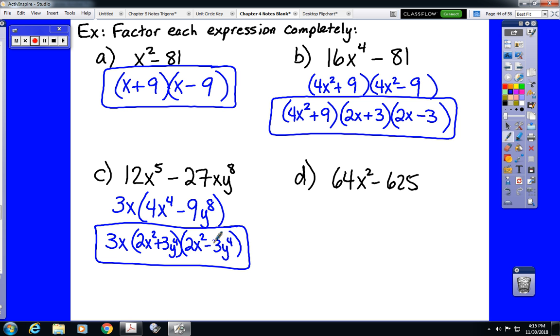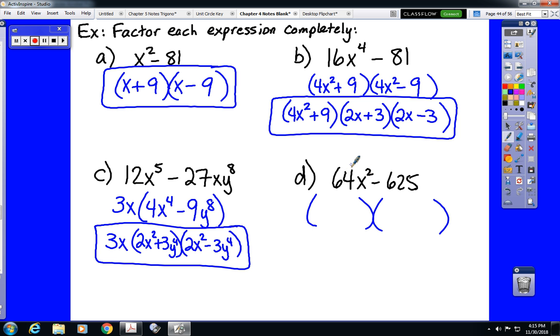All right, on letter D, no common factors. 64 is made up of a whole bunch of 2's. 625 is made up of a whole bunch of 5's. They don't have anything in common. They are, however, both perfect squares. So we start by factoring the difference of two perfect squares.